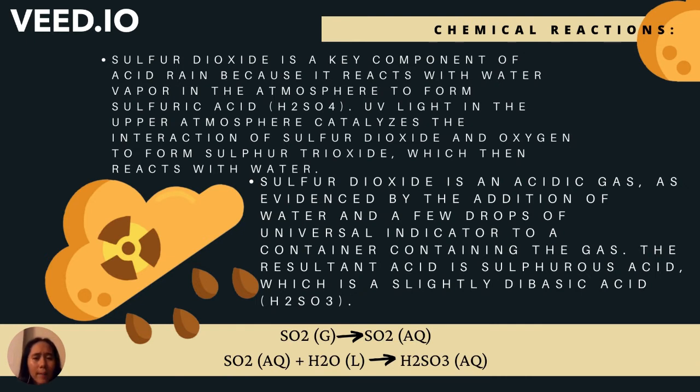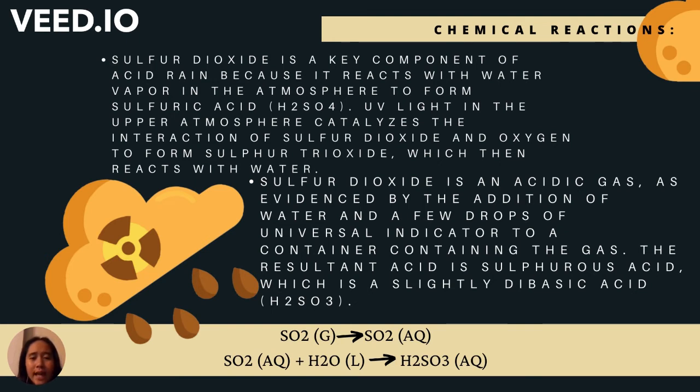So what are the chemical reactions of sulfur dioxide? Sulfur dioxide is a key component of acid rain because it reacts with water vapor in the atmosphere to form sulfuric acid, which is the H2SO4. UV light in the upper atmosphere catalyzes the interaction of sulfur dioxide and oxygen to form sulfur trioxide, which then reacts with water.